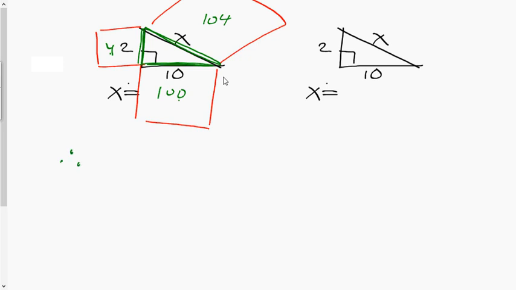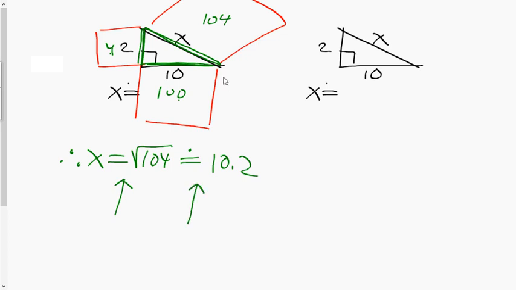Therefore, x is equal to the square root of 104, which is approximately equal to, if we were guessing, what would we say, 10.2? 10.3? 10.2? I'm not using a calculator. Look here, make a note of this on your page. This is the answer. The length of x is exactly equal to the square root of 104, which is approximately equal to 10.2. Does that make sense? Exact answer, approximate answer.